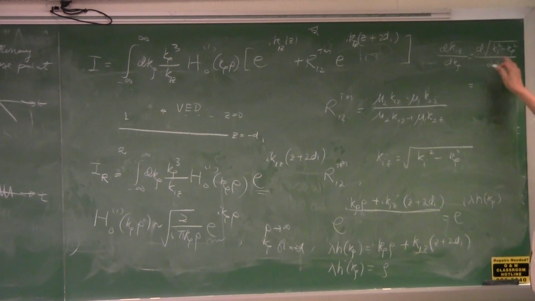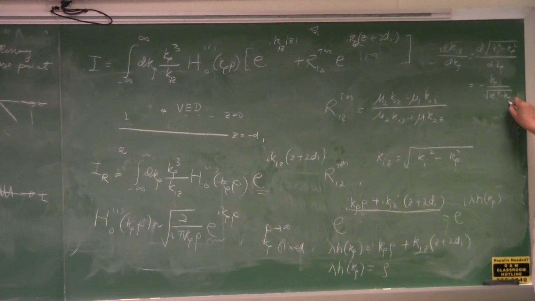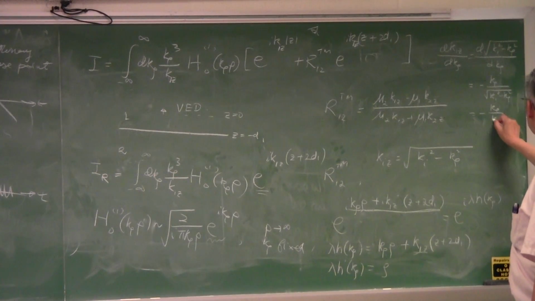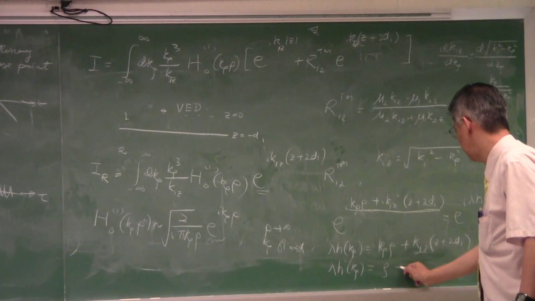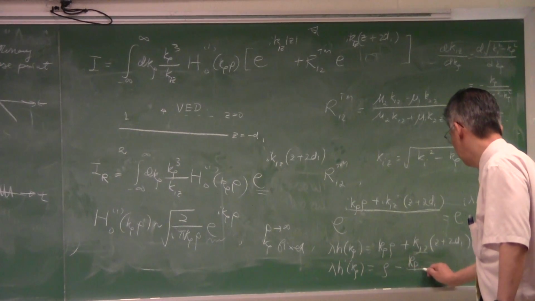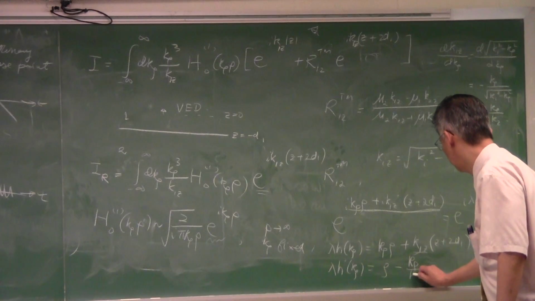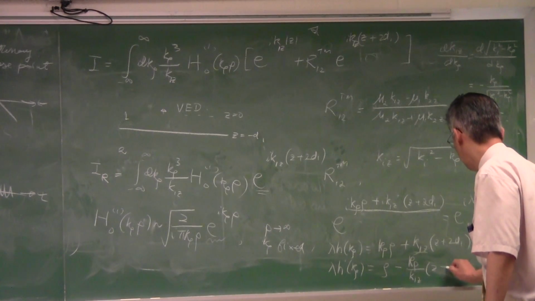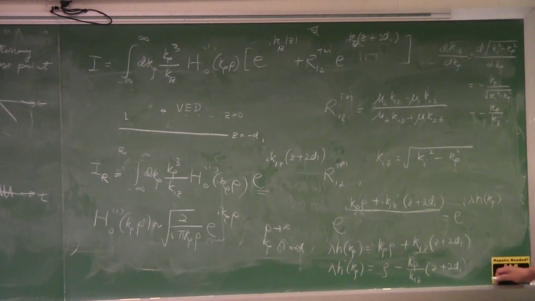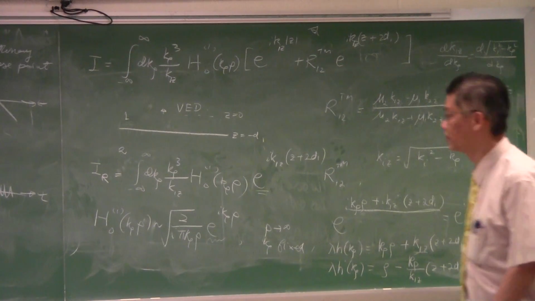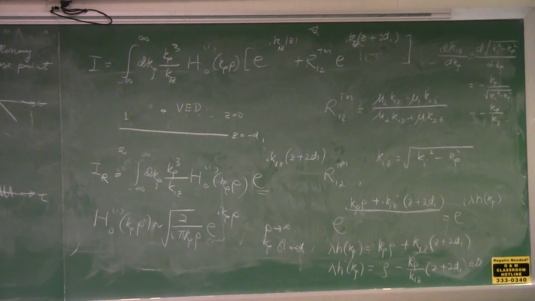By differentiation with the chain rule, this gives you minus K rho over the square root of K1 squared minus K rho squared. You just apply the chain rule, you get this, which is minus K rho over K1z. So the second term gives you K rho over K1z times z plus 2d1. And we'd like to set this to 0.